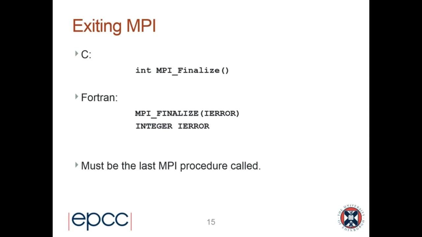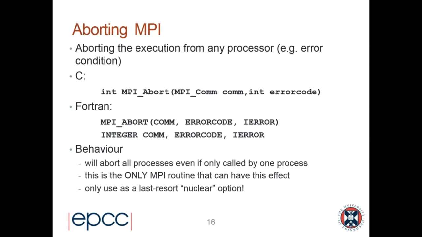Sometimes you should try and cope with errors cleanly, but sometimes you find an error where you really just have to crash and burn. So the nuclear option in MPI is called MPI abort. This isn't a clean abort. This isn't like MPI finalize where everyone waits. It basically kills your process and kills all the other processes. They'll all dump core and do horrible things. It will abort all processes, even if it's called on one process. So it's a horrible thing to do, but sometimes, if something has desperately gone wrong, you might want to call MPI abort. But you should try and avoid it. You should really try and do clean exits.